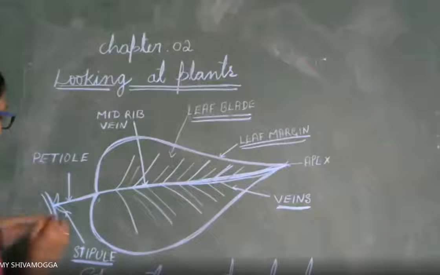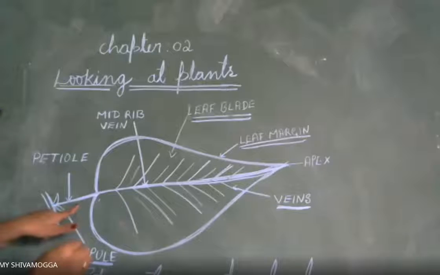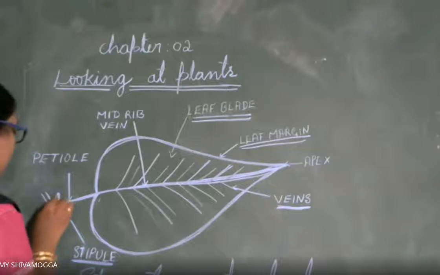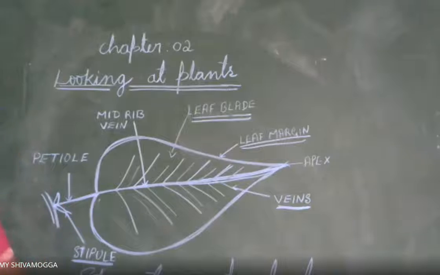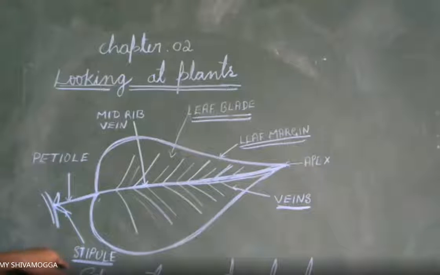The extended part from the leaf is called the petiole, P-E-T-I-O-L-E. The two small leaves attached at the point where the leaf has emerged, the new small leaf, is called stipule. Is it clear, children? This is the structure of a leaf.